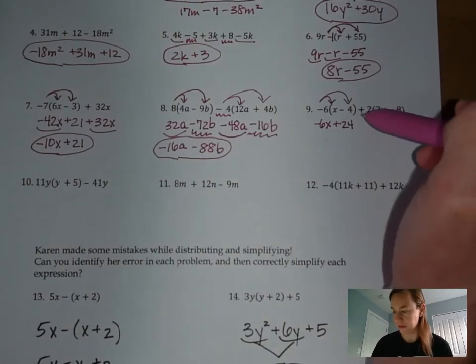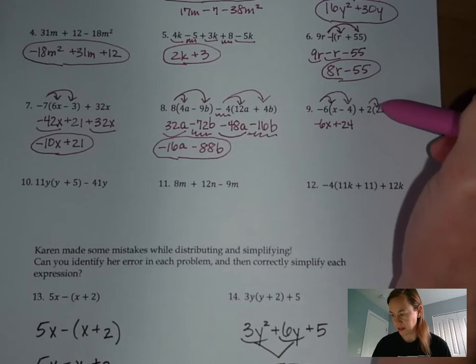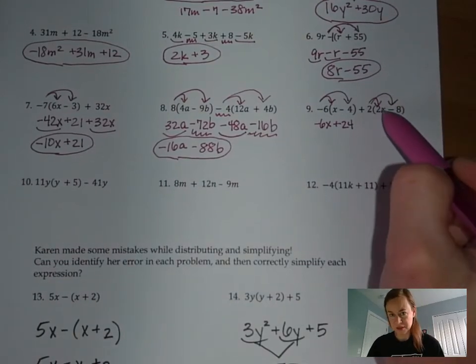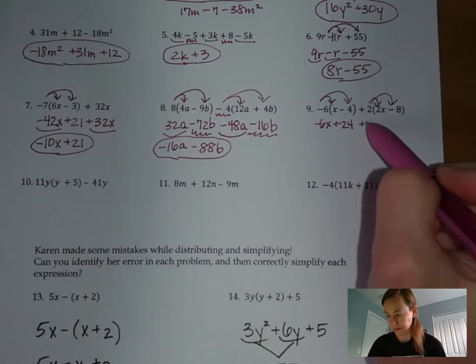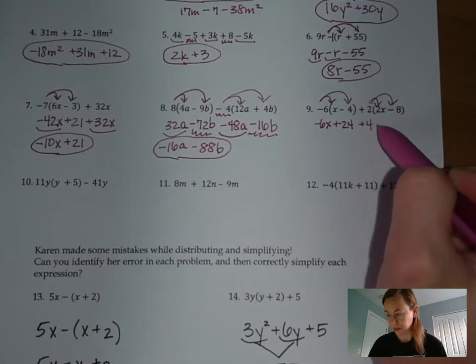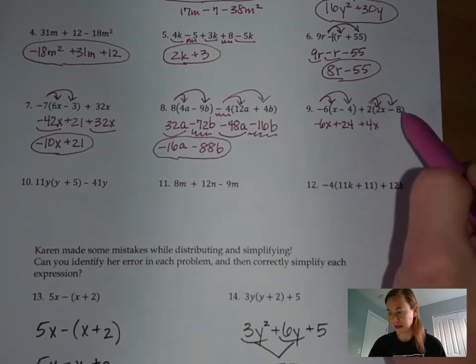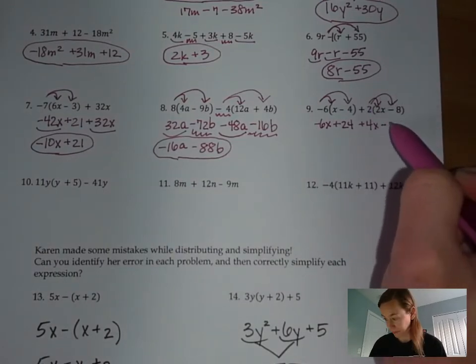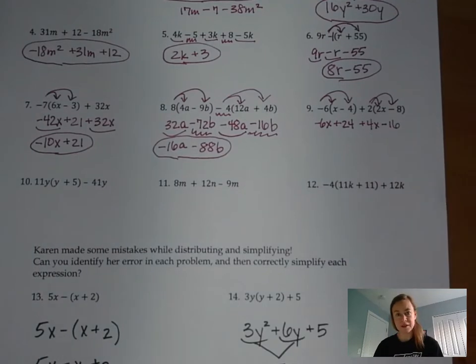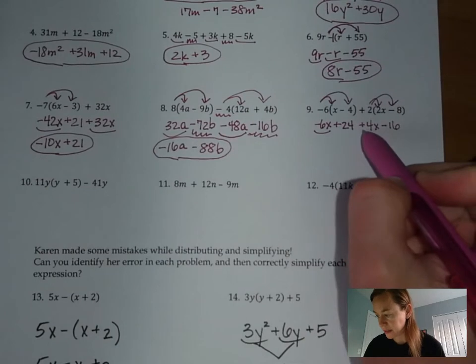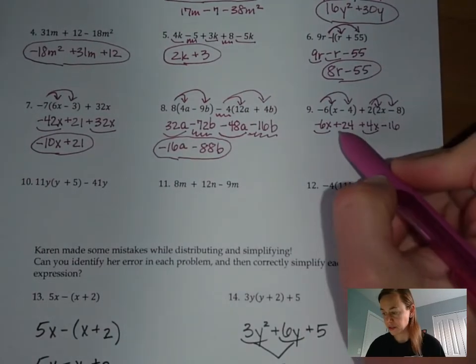This time we have a +2, so distribute that to the 2x and to the -8. We're going to get, let's see, 2 times 2 is 4, +4. And then there's just the 1x, so we'll write x. And then +2 times -8 is going to give us -16. Okay, now we combine our like terms. It looks like we have some terms with an x, and then we have some other terms that are just constants.